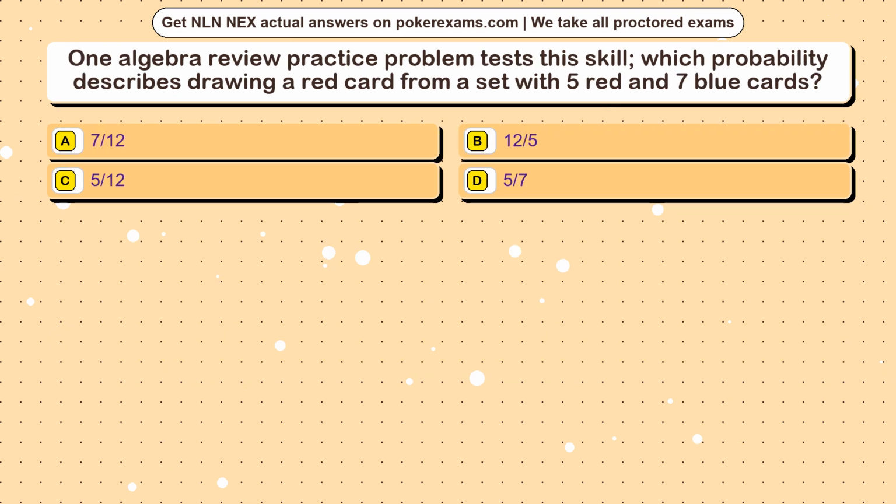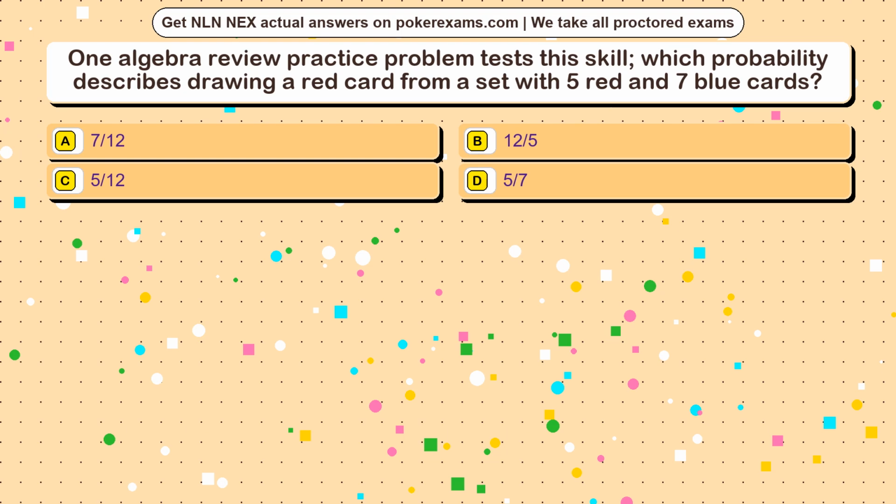Question 11. One algebra review practice problem tests this skill. Which probability describes drawing a red card from a set with 5 red and 7 blue cards? Option A, 7/12. Option B, 12/5. Option C, 5/12. Option D, 5/7.